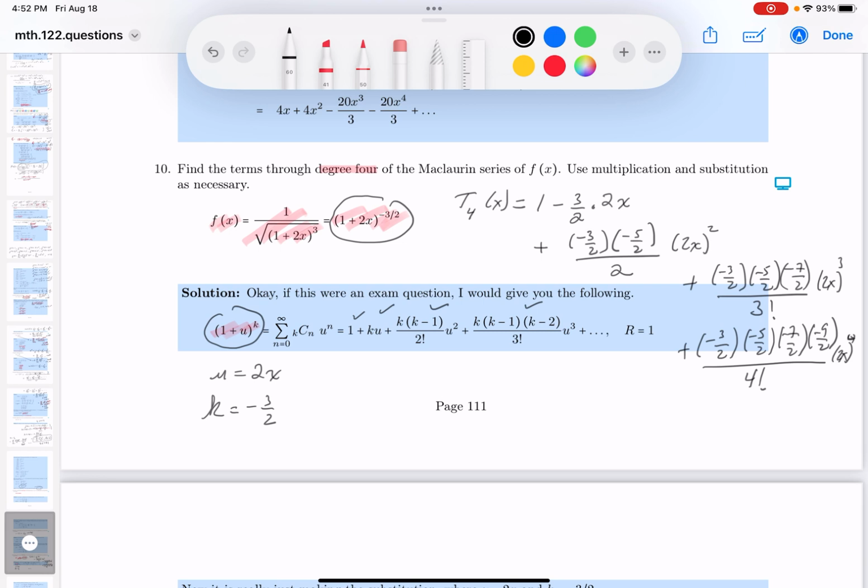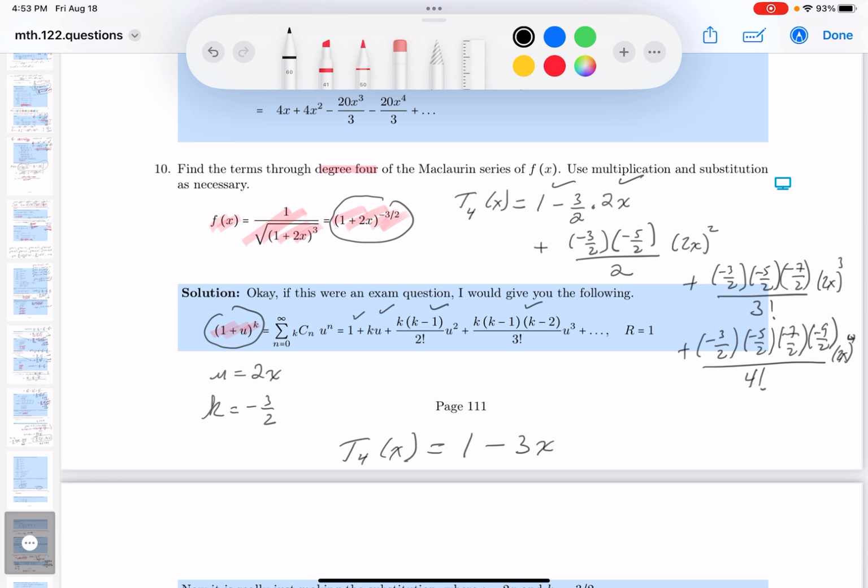I'm going to go through it, and hopefully I don't make any mistakes, but I will look at the key later. Let's write down T4 now. And I see 1. Then I see minus 3x. Got that one. I want to do the next one, and I want to be careful about it.